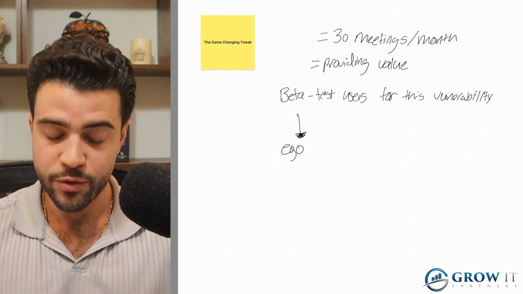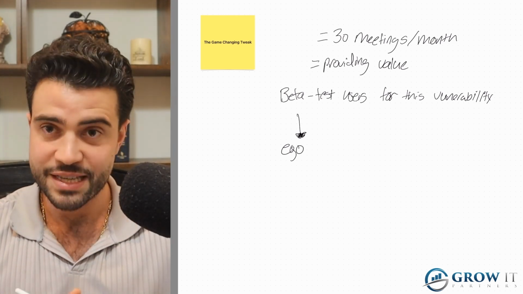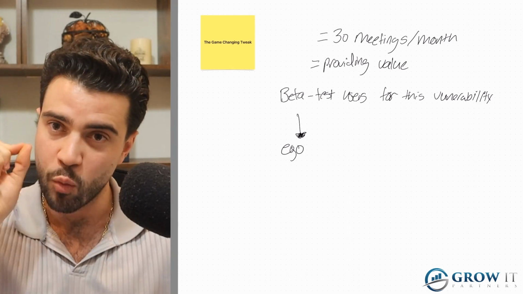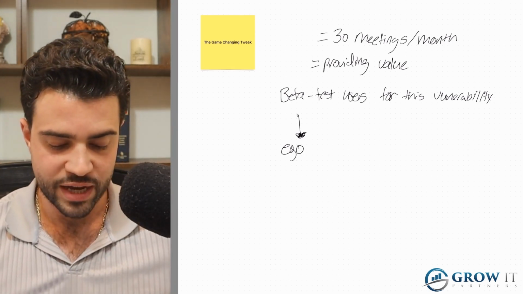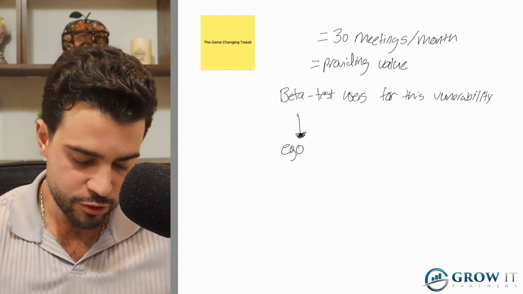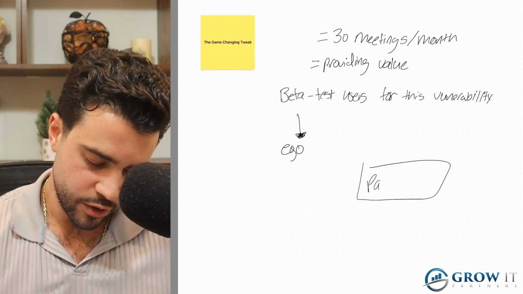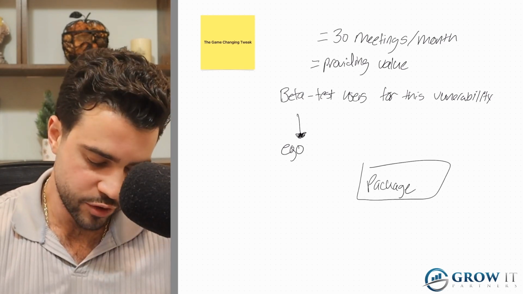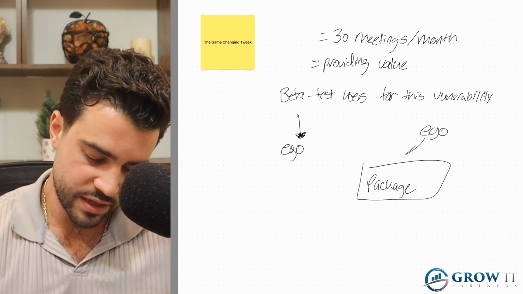And so we were able to book 30 meetings a month using this ego-based campaign, and it was with just one small tweak. And so what I want you guys to take away from this is how can you start to package your offers differently, and how can you use ego to incentivize that?